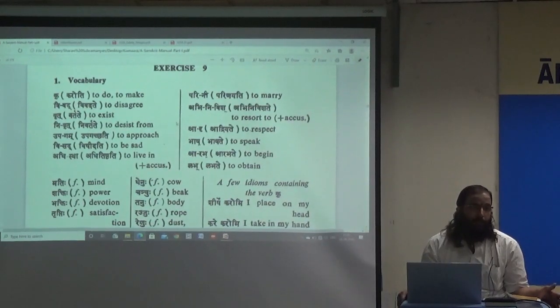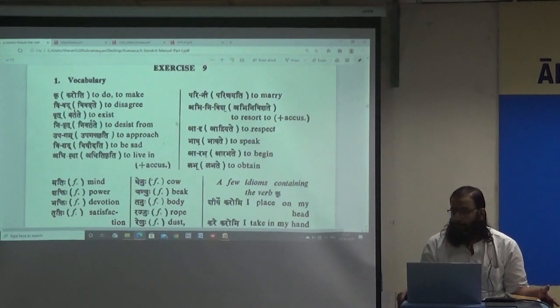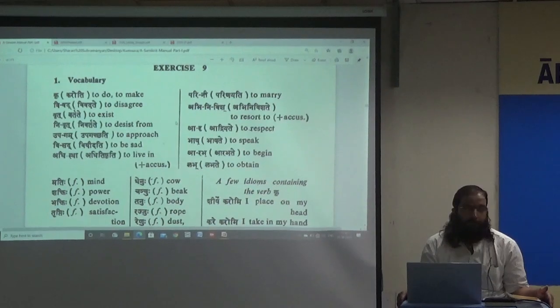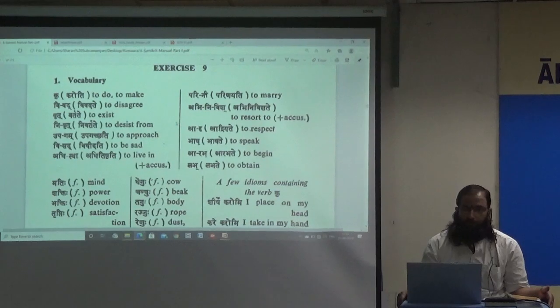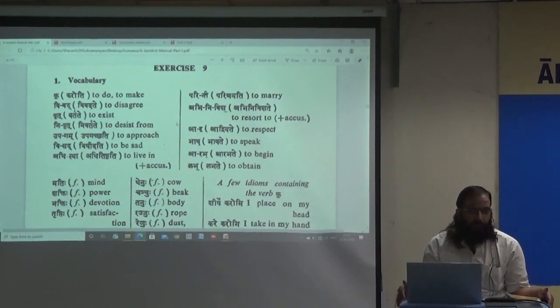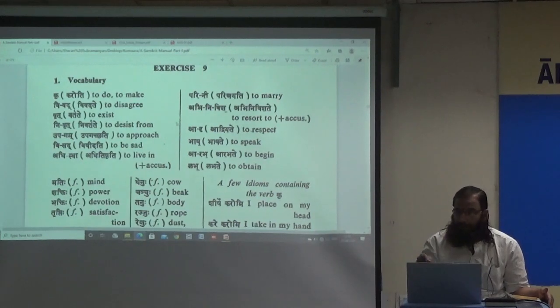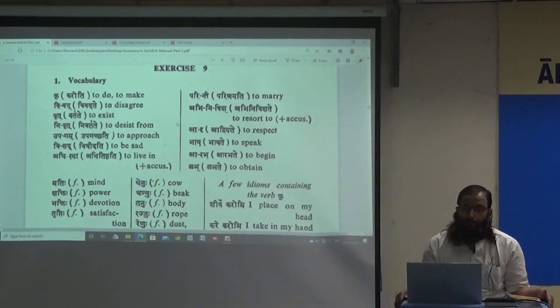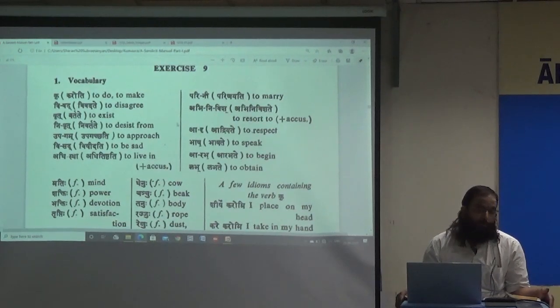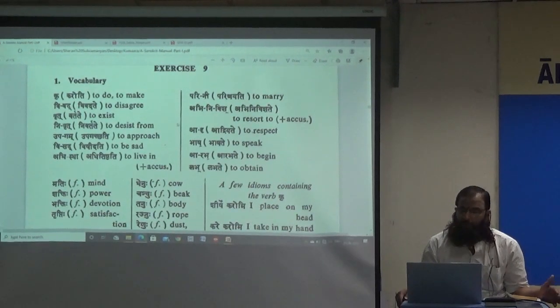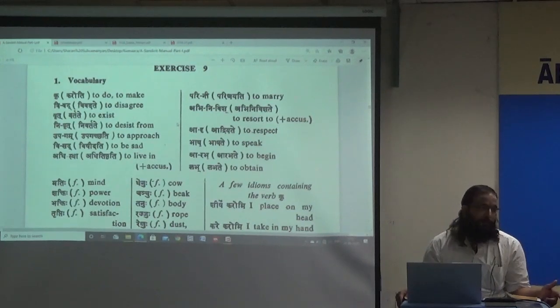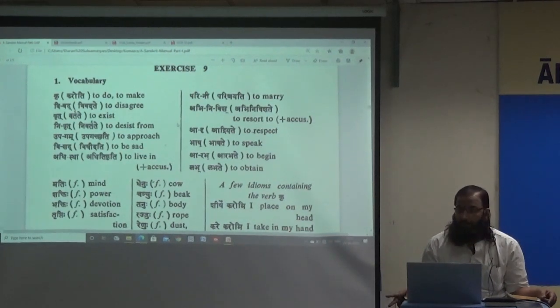What is it, parasmaipadi or atmanepadi? Vish is parasmaipadi: vishati, pravishati, upavishati, you know all these words. Pravishati enters, upavishati sits. It's all parasmaipadi, but here abhi plus ni becomes abhinivishate. Abhinivishate means to resort to. This also will govern dvitiya vibhakti. Okay.